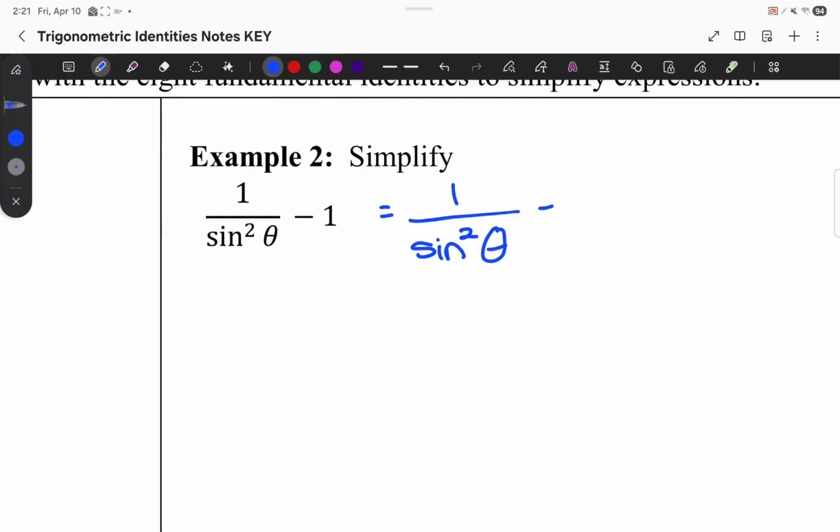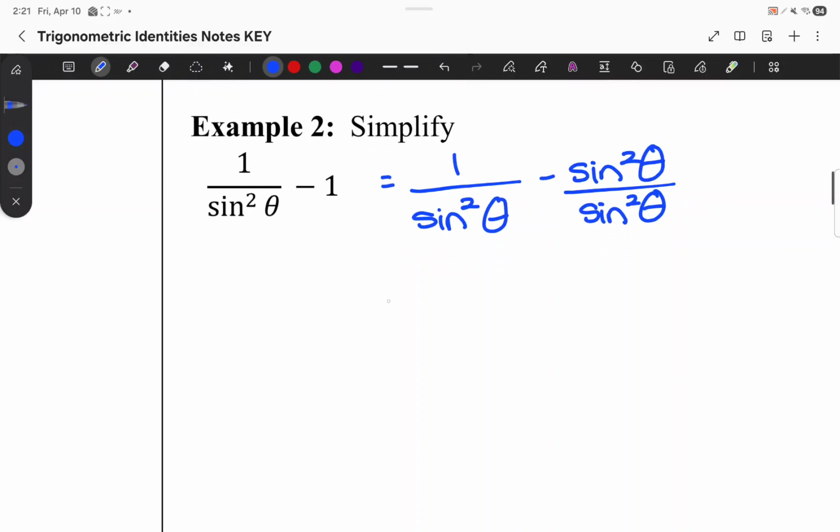How can I rewrite the 1 so that the denominator is sine squared theta? Sine squared theta over sine squared theta. Yeah, anything over itself is going to be 1, so sine squared theta over sine squared theta. Okay. Then at this point, once I have a common denominator, I can write them in one fraction where I add or subtract the numerators. So my numerator would be 1 minus sine squared theta over sine squared theta.